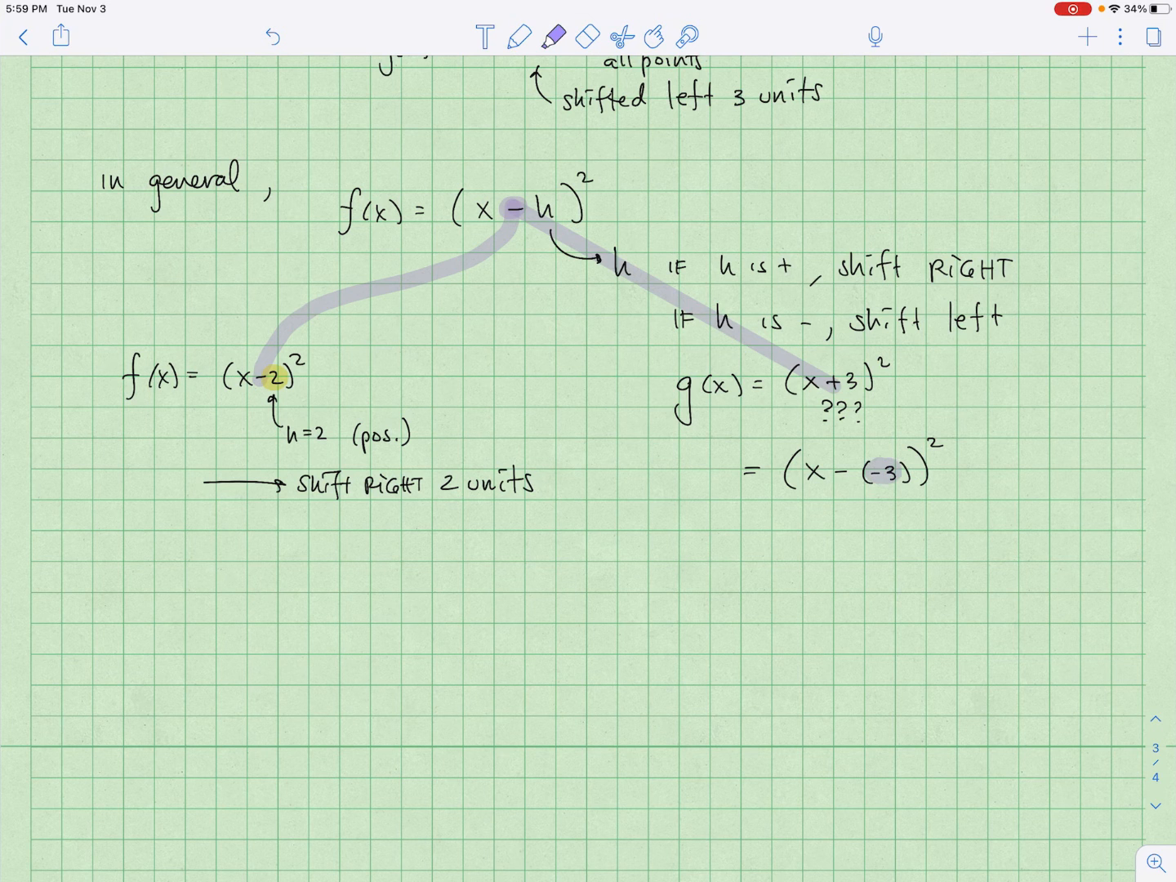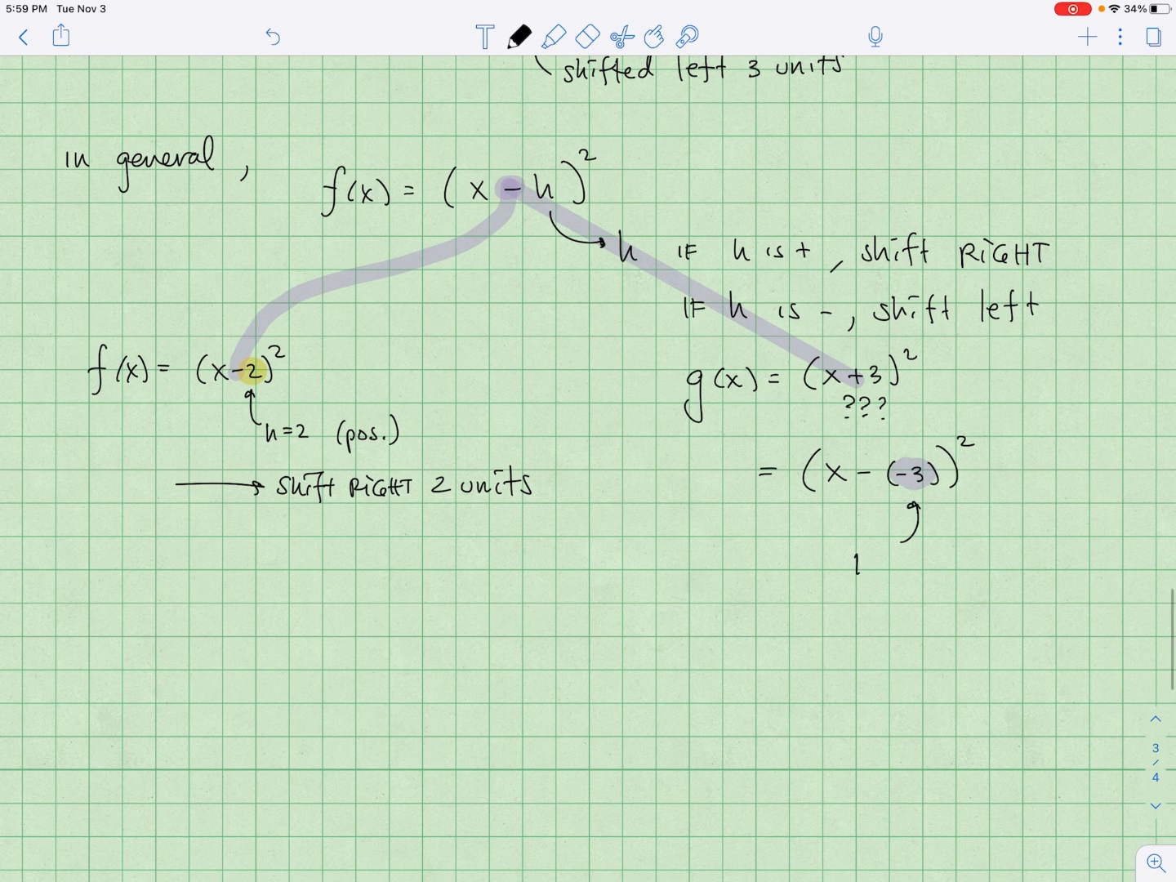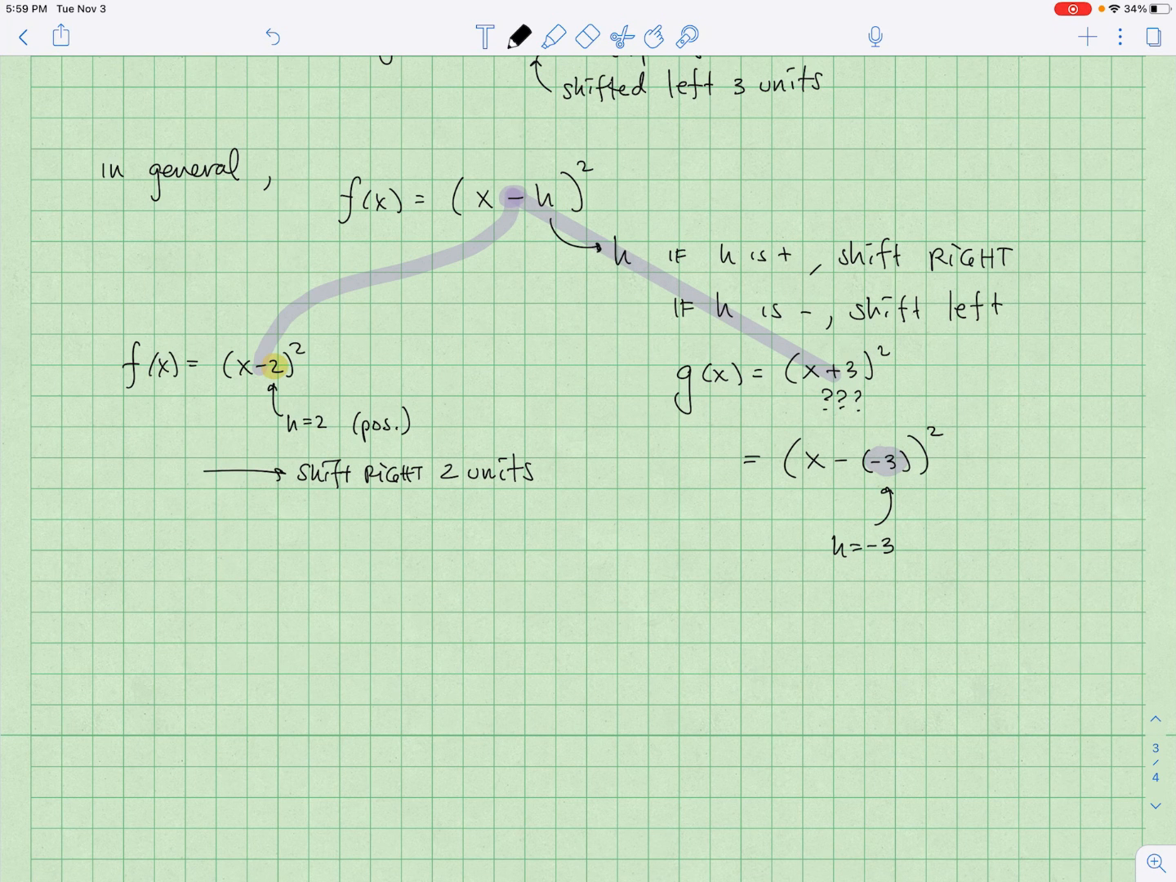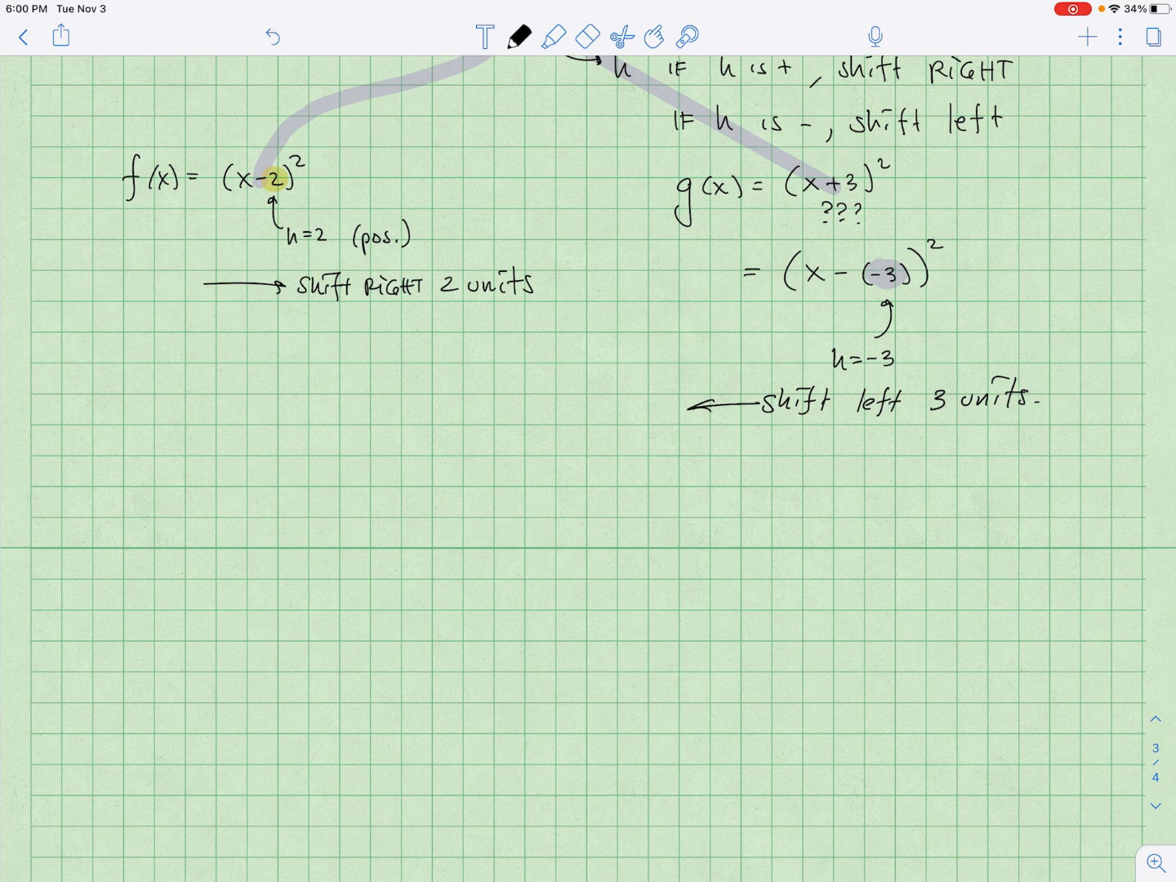And so in this case, h is negative 3, even though it's a positive 3 up here. In this form, when I rewrite it as subtraction, it's x minus a negative 3, which means that this is a shift left 3 units. So a good way to remember this is inside the parentheses, it is opposites.